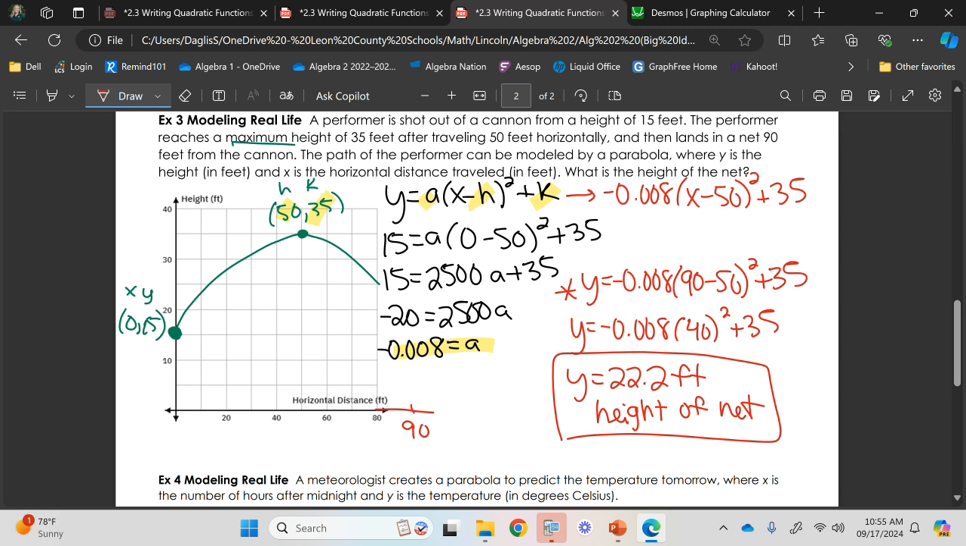Oh, no. What's up? I keep getting 47.8. Did you do negative 0.008? Do you have a negative? Oh, that's a negative? Yes. Oh, I didn't see that. Make sure your a is negative, because then that will probably fix it.